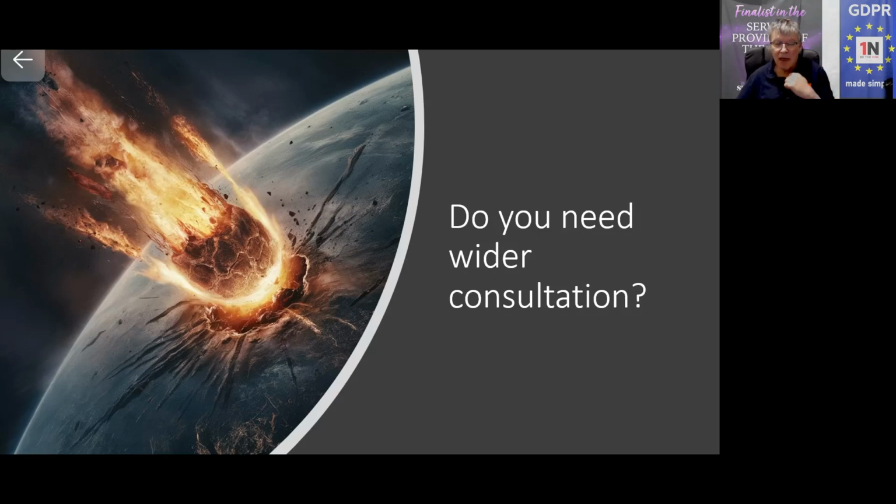If you were doing something absolutely radically new, something that no one else was doing to personal data, you almost certainly would need to do wider consultation. You need to go out to the people it's going to affect. You might need to survey your workforce if it's something to do with your employees and say, how do you feel about this? Do you want to do this? Do you see the benefit of doing this? But in 9 out of 10 cases, you probably don't need to do wider consultation.